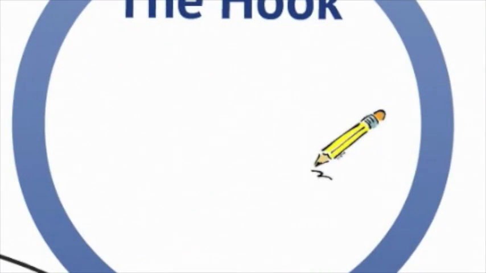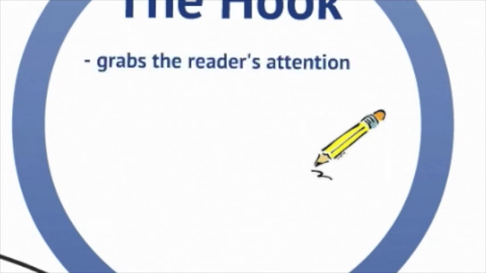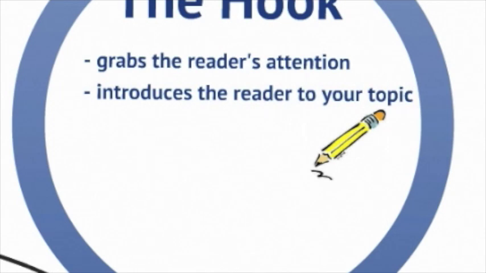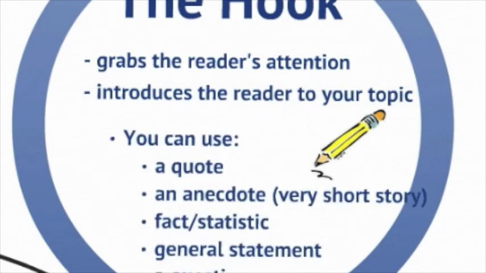So the hook is the very beginning of your introductory paragraph. It should grab the reader's attention, and it introduces the reader to your topic. This is usually just a couple of sentences, often just one, and you can use a quote, you can use an anecdote, which is a very short story, maybe 2-3 sentences at the longest. You can also start with a fact or a statistic, a general statement, or you can start with a question. We're going to take 3 of these and look at some examples of what a hook would look like.